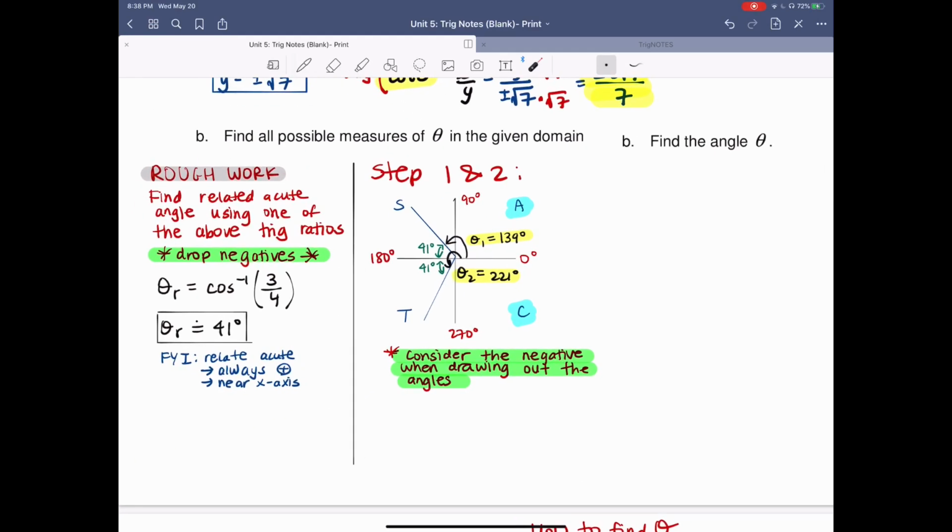So in the rough work, you are finding the related acute angle by considering the primary trig ratio and finding your related acute angle, which is always positive, and it's with respect to the x-axis. And as a next step, you're drawing your x and y-axis, drawing your terminal arm based on CAST and following whether the trig ratio was negative or positive, and then finding your angles accordingly. And therefore, theta 1 is equal to 139 degrees and 221 degrees.